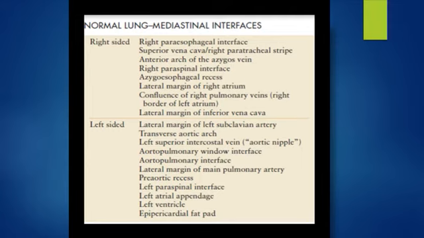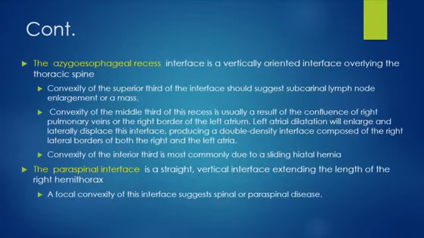These are the normal mediastinal lung mediastinal interfaces. I will go one by one through it. The azygoesophageal recess interface is a vertically oriented interface overlying the thoracic spine. Convexity of the superior third of the interface should suggest subcarinal lymph node enlargement or a mass. Convexity of the middle third of this recess is usually a result of the confluence of the right pulmonary veins or the right border of the left atrium. Left atrial dilatation will enlarge and laterally displace the interface, producing a double density interface composed of the right lateral border of both the right and left atria. Convexity of the inferior third is most commonly due to sliding hiatus hernia.